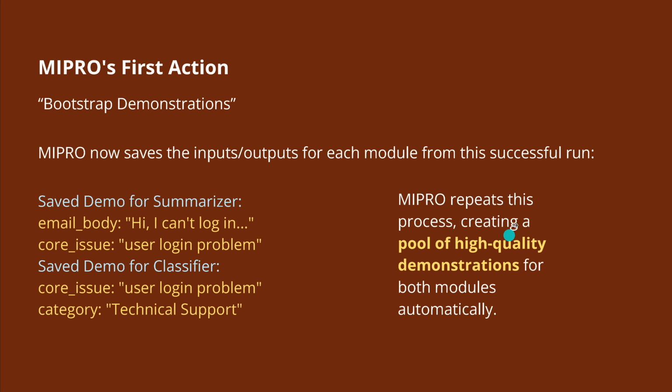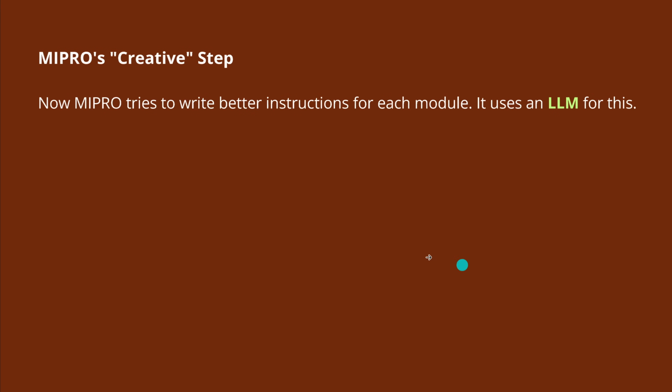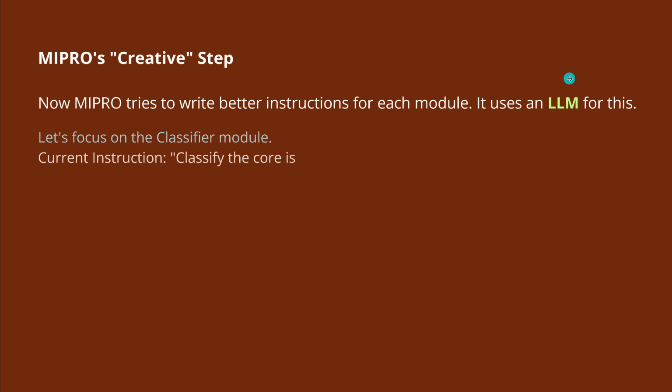So you see, great. And we run this and MIPRO generates with this process a huge pool, depending on your training data, of high quality demonstrations for both modules. Remember, we have the summarizer and the classifier. And you can build 20 of them. And now, if you want, comes the creative step. And whatever we do in AI, when you see a creative step, guess what? We call an LLM API call.